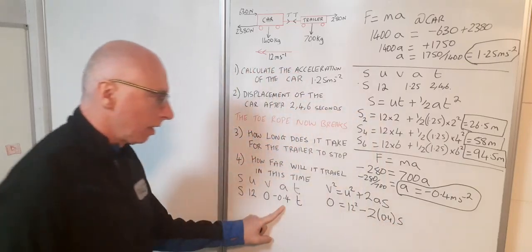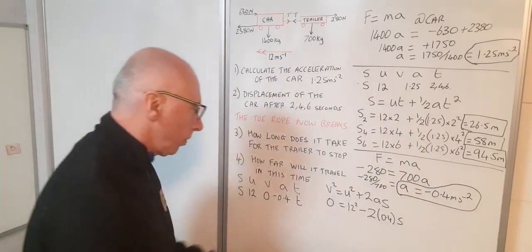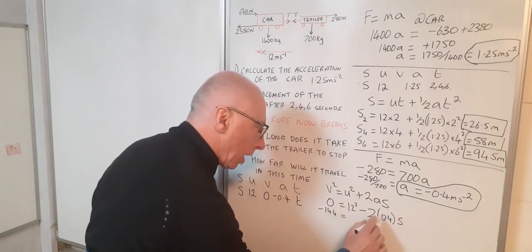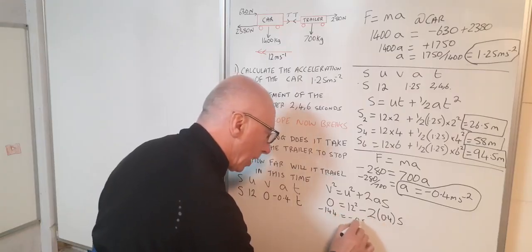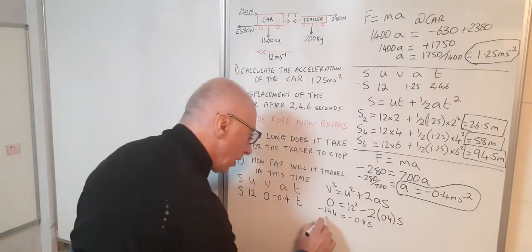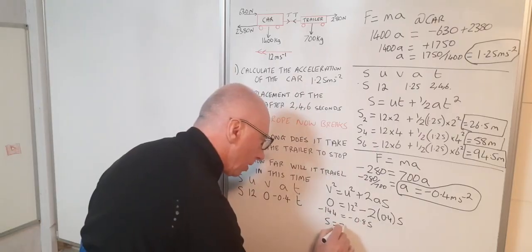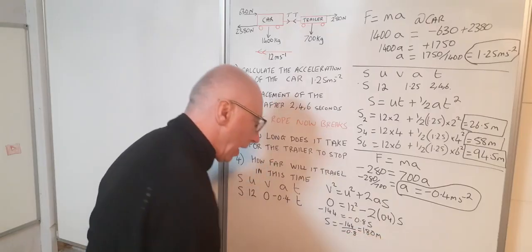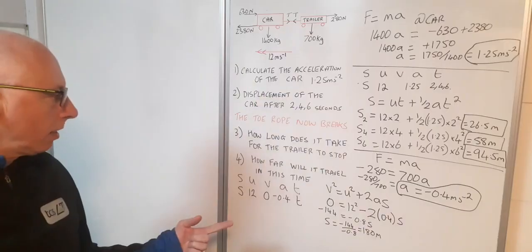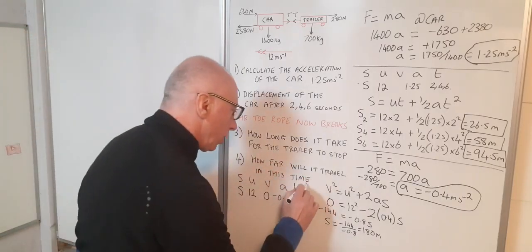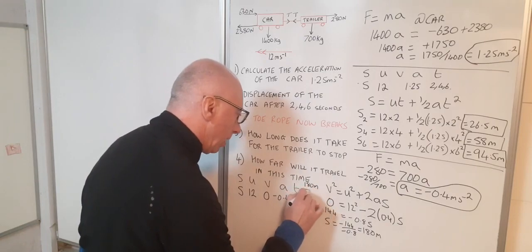and times S. So then let's bring this 144 over here. So minus 144 equals 2 times 0.4, so that's minus 0.8 S. So then divide both sides by 0.8. So S equals minus 144 over minus 0.8, which will come to 180, and it's in meters. So 180 meters. So how far will it travel in this time? It's going to be 180 meters. So I can put that there.